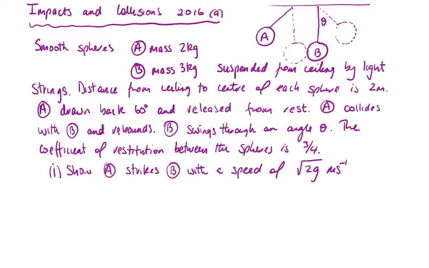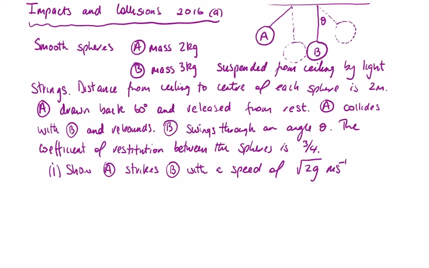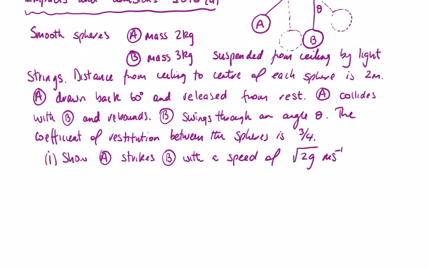The coefficient of restitution between the spheres is 3/4. In part 1, you're asked to show that A strikes B with a speed of root 2g meters per second. Okay, well, let's have a diagram here for A to see what's happening. So here's A.